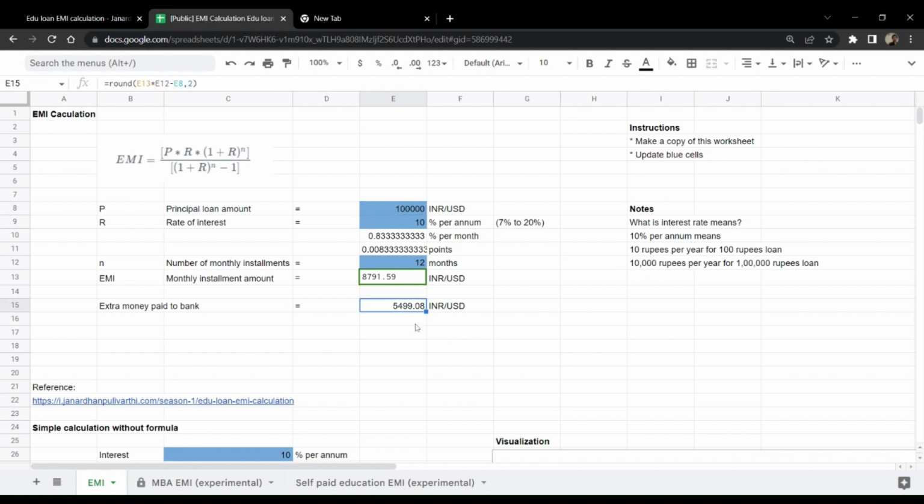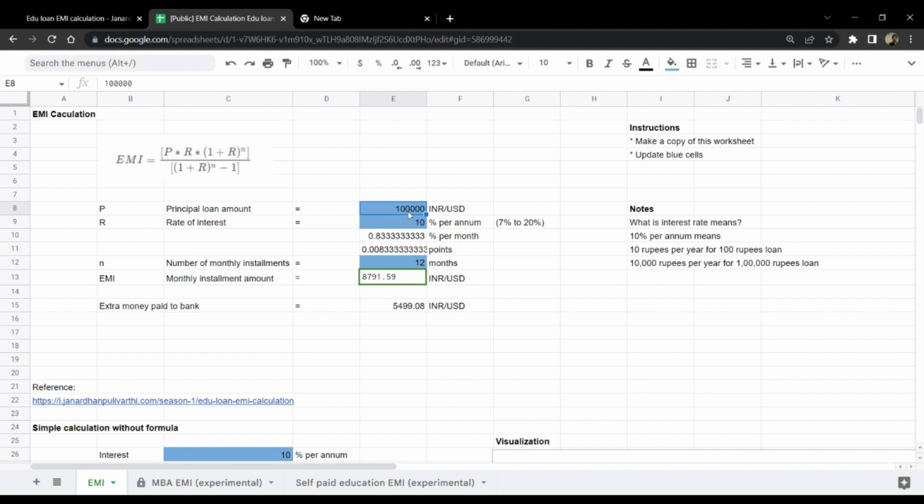So why is this? Why, instead of 10,000, are we only paying 5,500 here? It is because each month we are paying an installment, so we do not need to pay that much interest on the already paid amount. We'll see how we do that later in the simple calculation. So this is how we do the EMI calculation. First, we have the principal loan amount, then the rate of interest, and the installments.